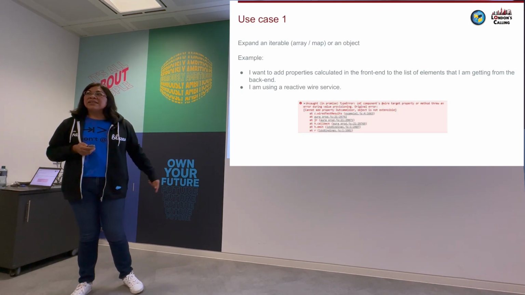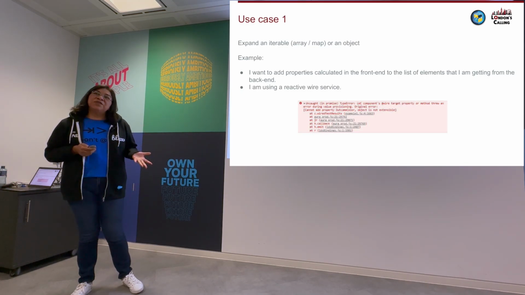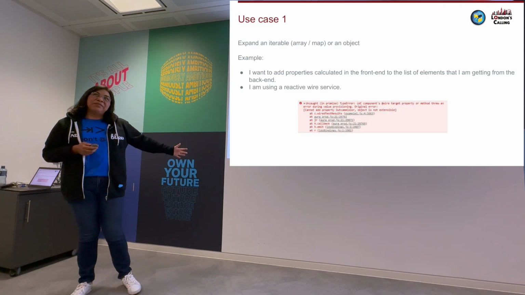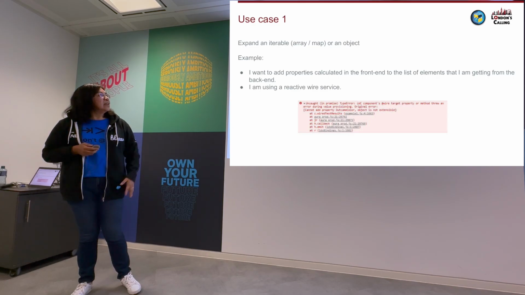And one example of this use case is when you want to add properties that you calculate in your front end to elements that you get from the back end. Like in the example I showed, I have all the tests coming from the back end. So I get the results in JSON, but then I want to add elements in my front end to display or for styling or something like that.